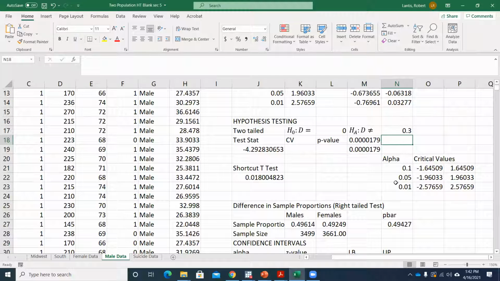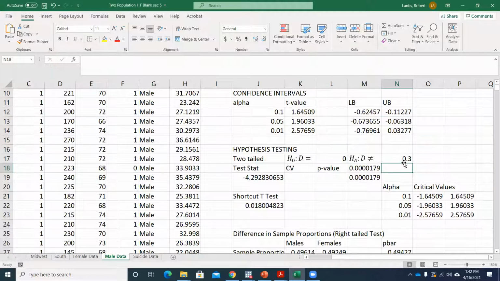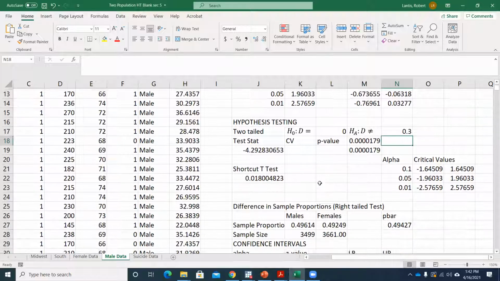Okay. Any questions on anything that we just went through there? Want to see a cell again, or questions on why I did something the way I did? I didn't do it here, but just like on the other ones, we could use an if statement to put the words reject and fail to reject in here if we wanted to.